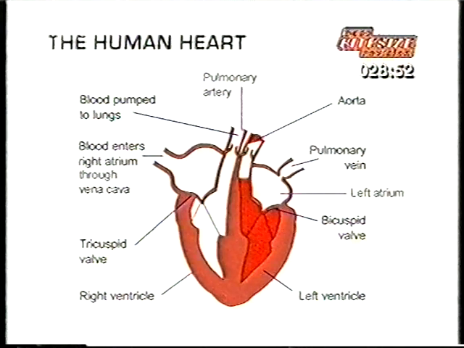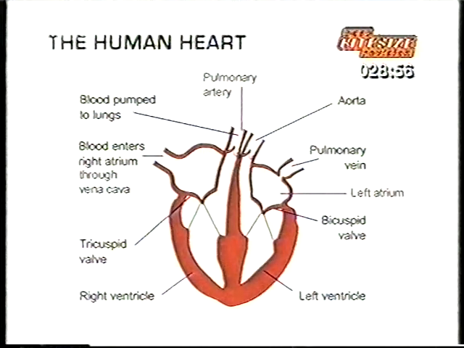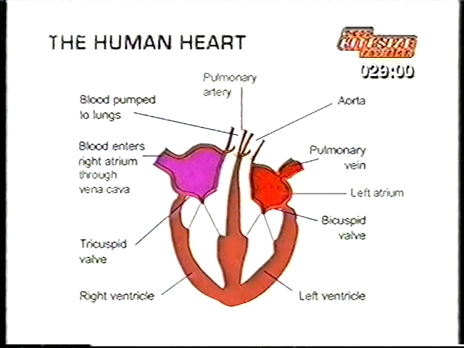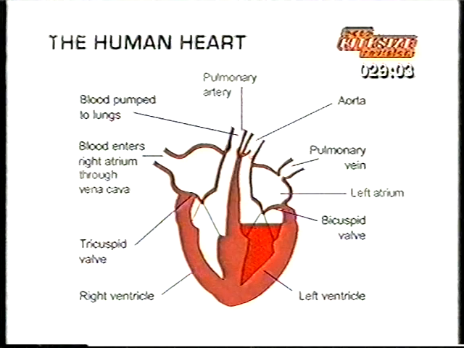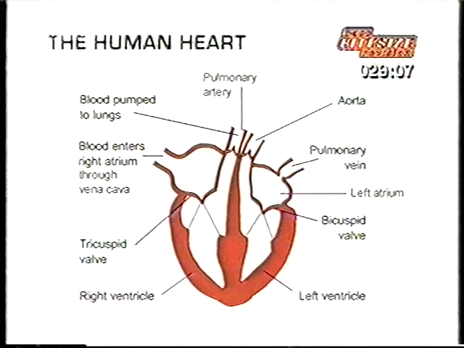That's called double circulation. While the right ventricle is pumping blood to the lungs, the left ventricle is pumping blood right around the body. The left ventricle wall is more muscular than the right ventricle because it has to push the blood further around the body.